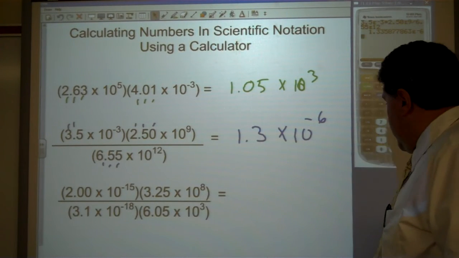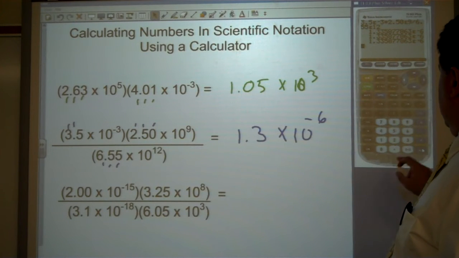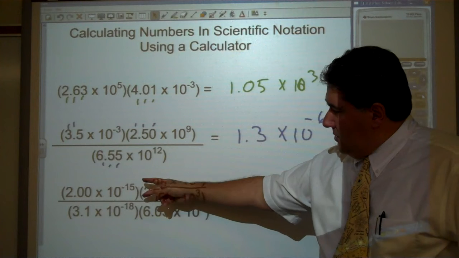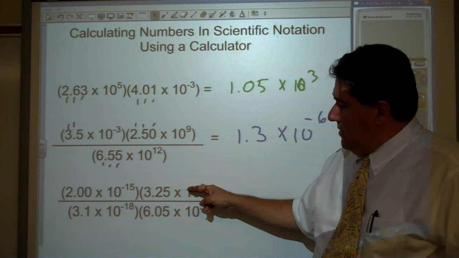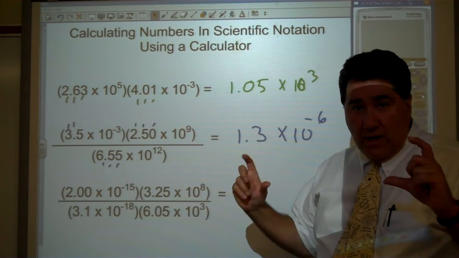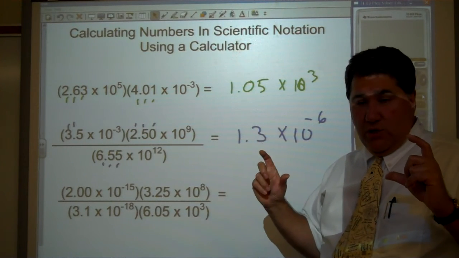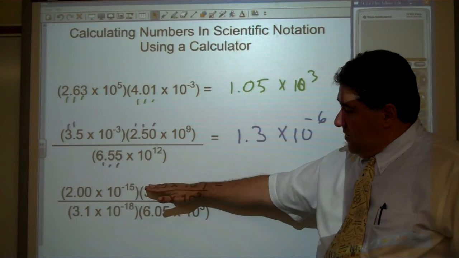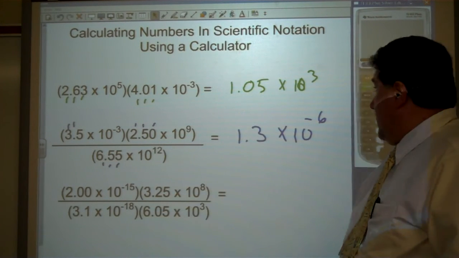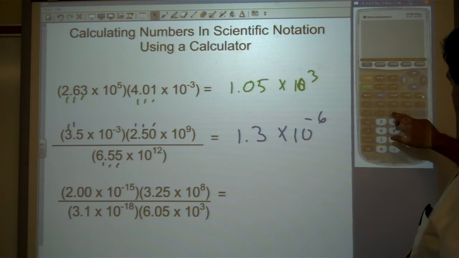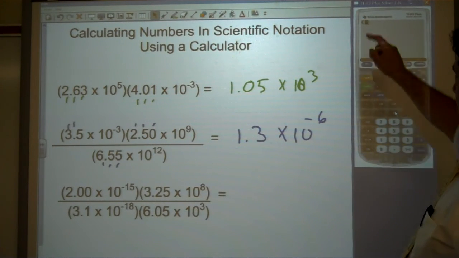Now the final problem that's over here has 2 numbers in the numerator and then 2 numbers in the denominator. You want to use the parentheses to make sure the order of operations is correct, because you've got to do the multiplication before the division. So let's see how we're going to enter this. I'll start with the parentheses and put everything up top into parentheses.